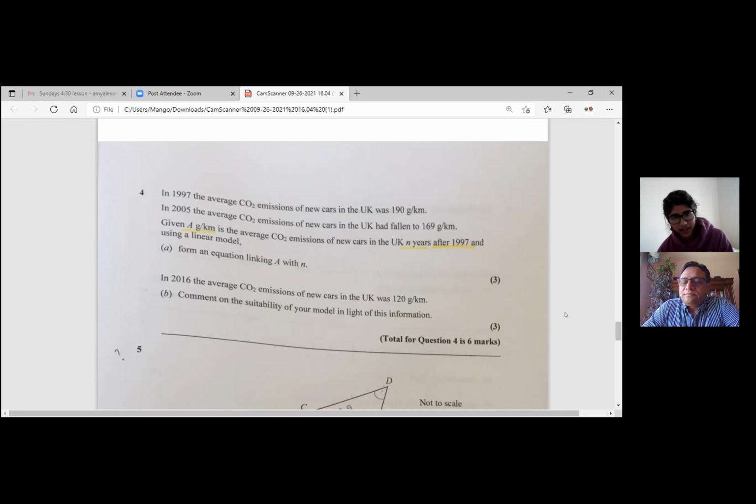So I learned that for the first part, we always use the y equals mx plus c form. If they've given variables that you need to use, you have to sub those variables in. And it's all about really understanding what the question's asking. So when you say n years after 1997, you just see n years, you just put 1997 as n, and then all the coordinates would kind of go out. So that's the main part.